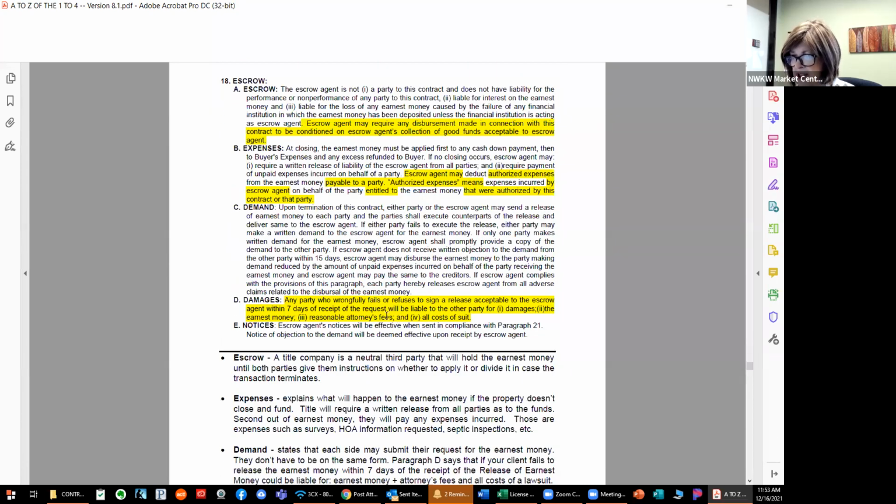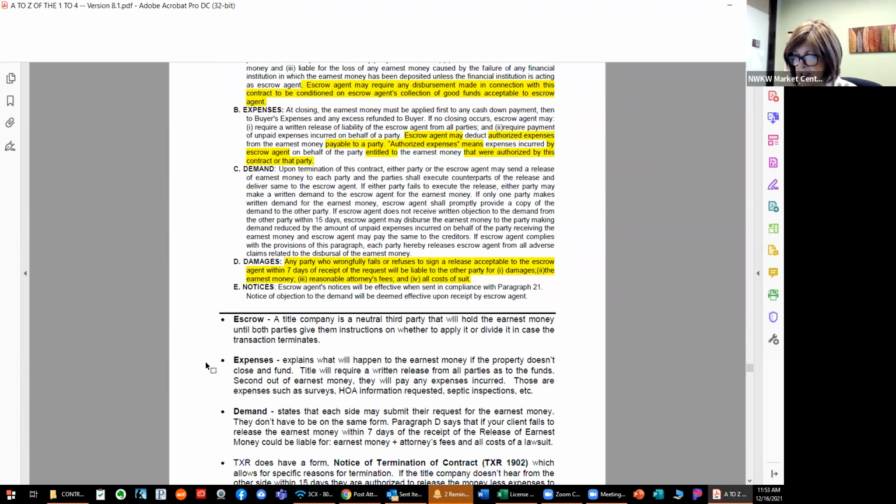Escrow, expenses, demand, damages, and notices. Escrow is a title company, a neutral third party that will hold the earnest money. You want them to be neutral. Sometimes it feels like they're not neutral, but you want them to be. If they want your business, again, they better be. They hold the earnest money and option money until both parties give them instructions on whether to apply it or divide it in case the transaction terminates.